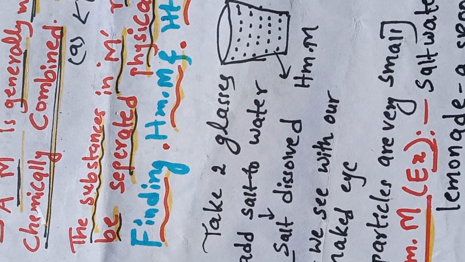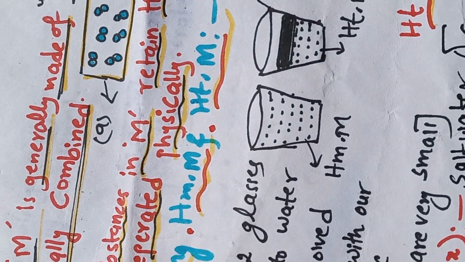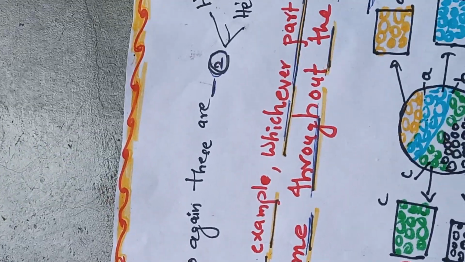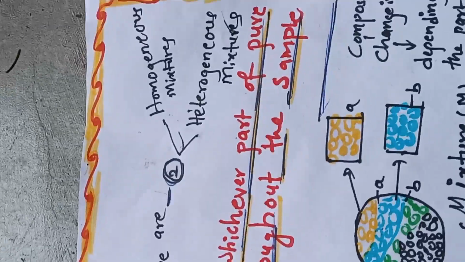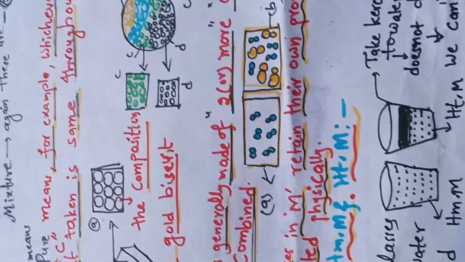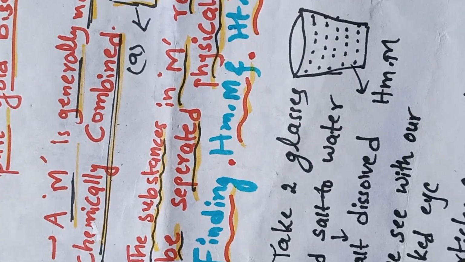So next topic is finding homogeneous mixtures and heterogeneous mixtures. Again, here pure substance and mixtures. Again there are two types. First one is a homogeneous mixture and second one is a heterogeneous mixture. So how to find out these mixtures?